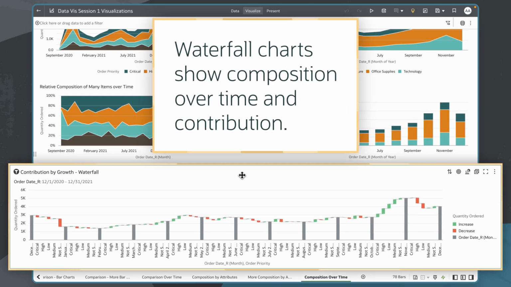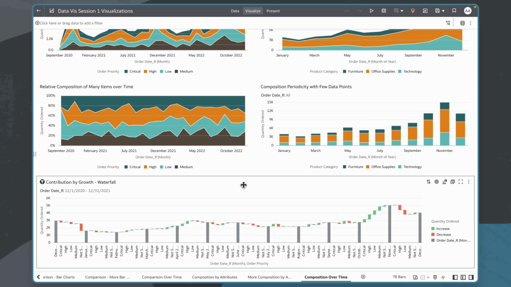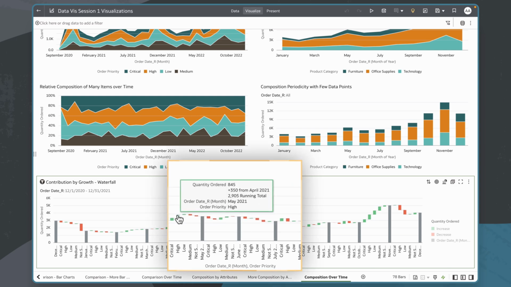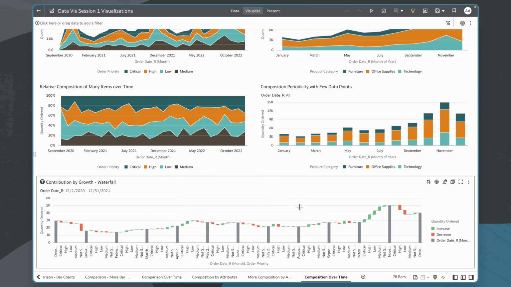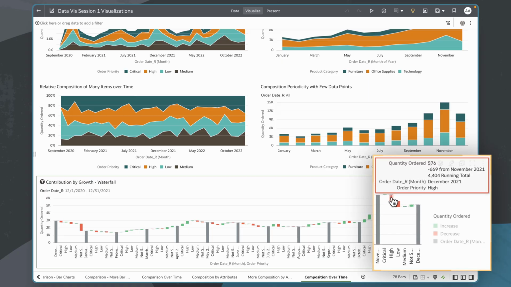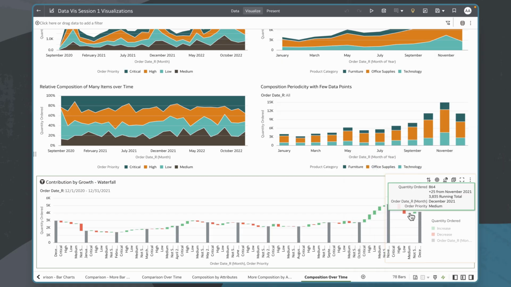Waterfall charts show composition over time and more specifically, contribution. Here I see how the composition changes from the starting month to the ending month, but I also see the order priority and how these contribute to the changes across each month. For example, between November and December, the amount of lower priority orders decreases, while the medium priorities increase. This helps me track how each of these order priorities contribute to the total quantity ordered composition over each of these time periods.